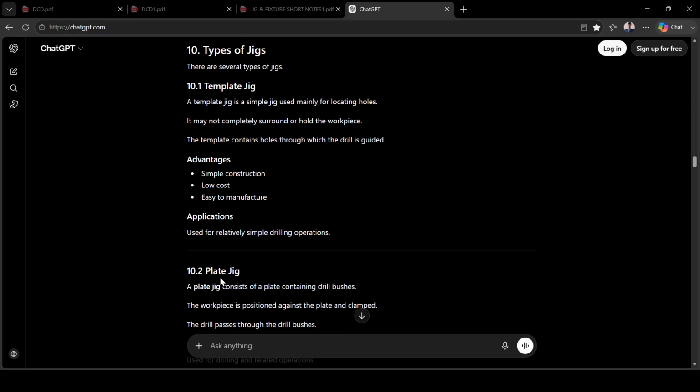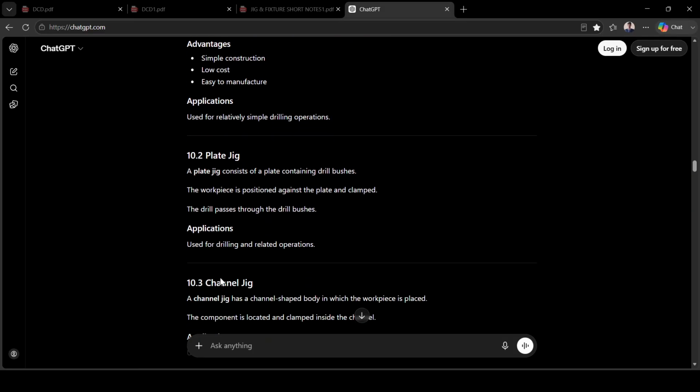And types of jigs. There are several types of jigs. First one is the template jig. A template jig is a simple jig used mainly for locating holes. It may not completely surround or hold the workpiece. The template contains holes where the drill is guided. Advantages: simple construction, low cost, easy to manufacture. Application: used for relatively simple drilling operations.